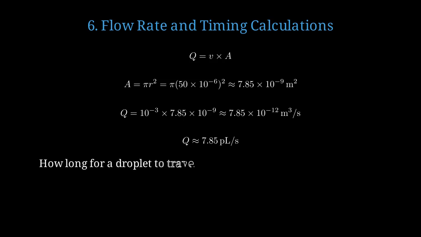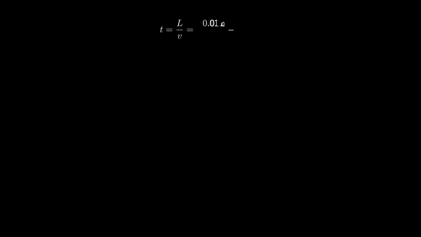Let's calculate how long it takes for a droplet to travel 1 centimeter through a channel. Time equals length over velocity, which is 0.01 meters divided by 10^-3 meters per second, giving us 10 seconds. This 10-second transit time effectively sets our clock speed, meaning fluidic computers operate much slower than electronic ones.